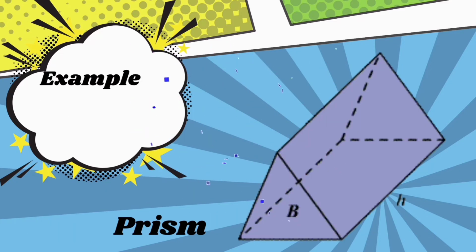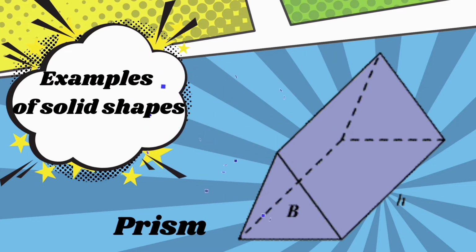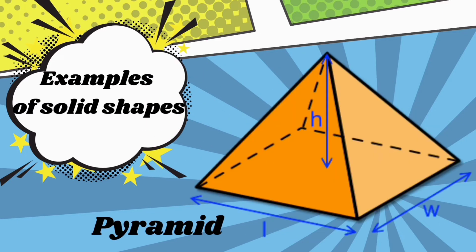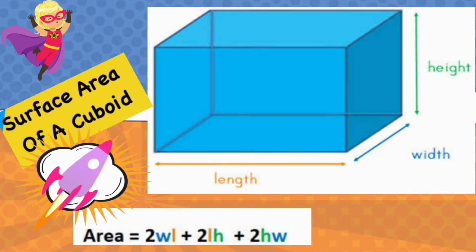You have prisms as well. Prisms are solid shapes or solid figures, and you have the pyramid. In this class, I will be teaching you how to find the surface area and the volumes of these solid shapes. The first one I will be teaching you is the cuboid.